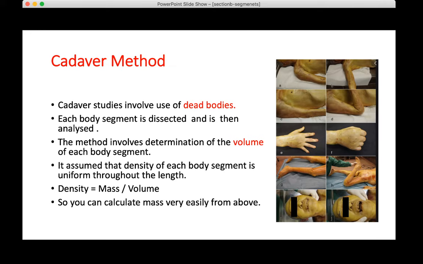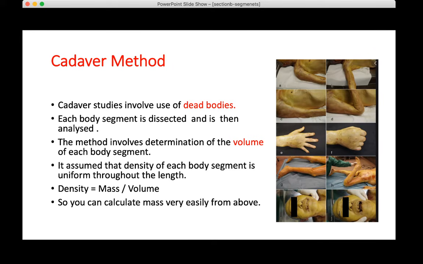Because density is assumed uniform in human bodies, density is no problem. So if you know the volume, you can very easily calculate mass. How? By multiplying it with density: density times volume is equal to mass. So keep this formula in mind. This will help you to get mass.